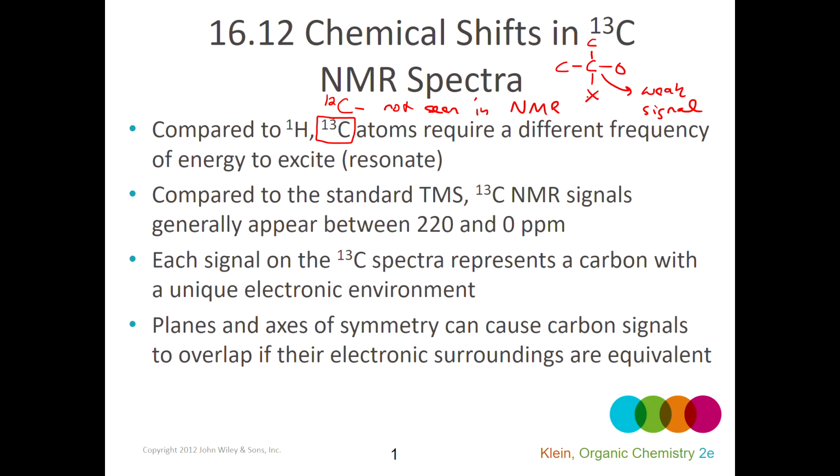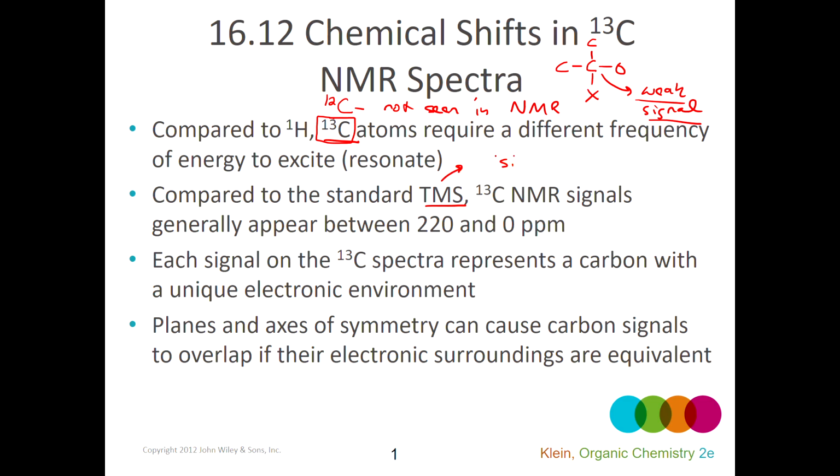The DEPT NMR will allow you to see how many hydrogens are on a carbon. So if you have a carbon with no hydrogens, it won't appear in the DEPT. So if it appears in your C13 spectra but not in the DEPT, especially if it's a weak signal in the C13 spectra, that is a good indication that that carbon doesn't have any hydrogens attached to it. In carbon NMR, we use the same standard, the TMS.